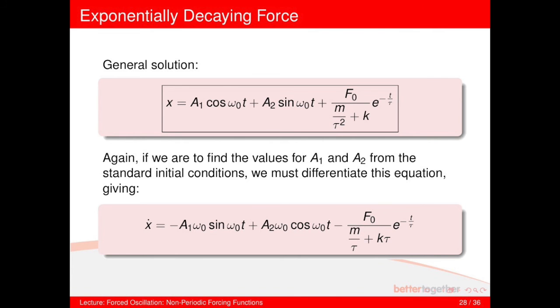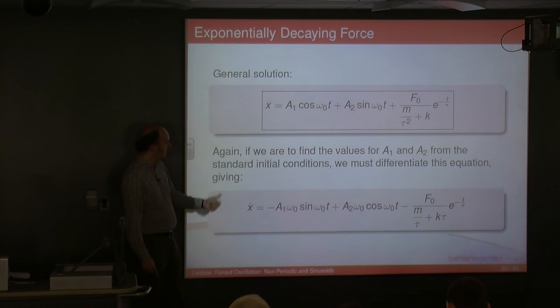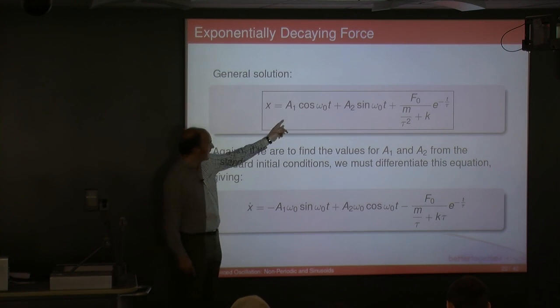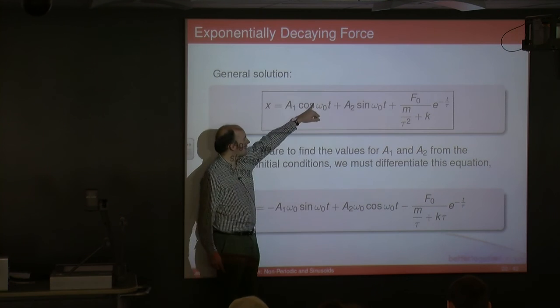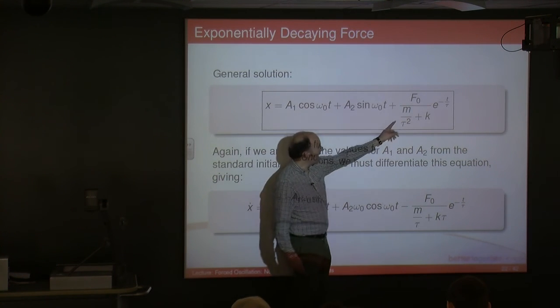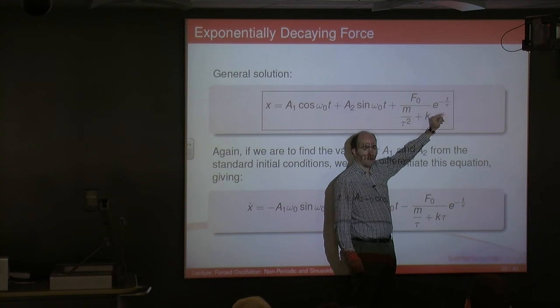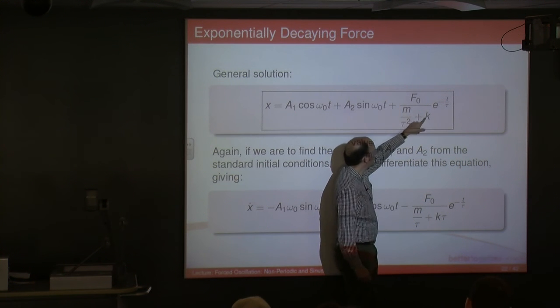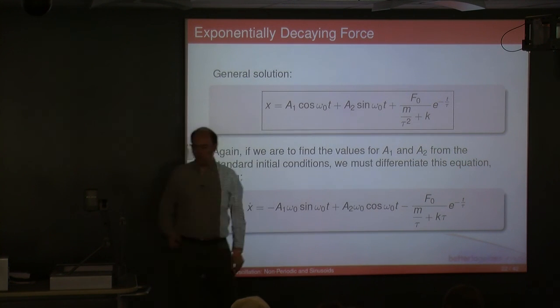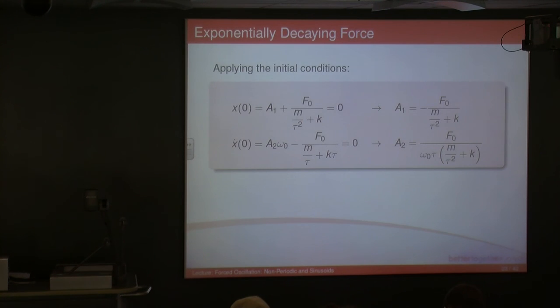Initial rest conditions. So there's our general solution, there's the first derivative. Stick in t equals 0, what happens for this case? Obviously that a1 times by 1, okay? a2 times by 0, so that term disappears. Over here, what happens if t is 0? What's e to the 0? 1, okay? So we're left with this term plus a1. And so a1 must therefore be minus that term.